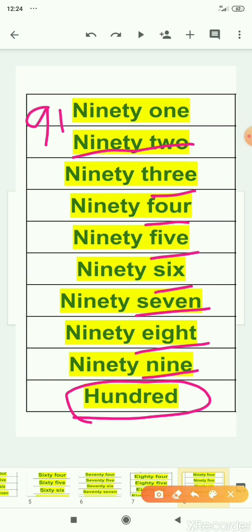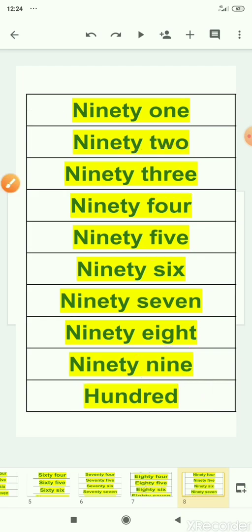I will repeat the spelling of 100: HUNDRED, 100. Okay children, now you got it. In this way you have to write spellings from 1 to 100. And I think you have done homework and practice also.